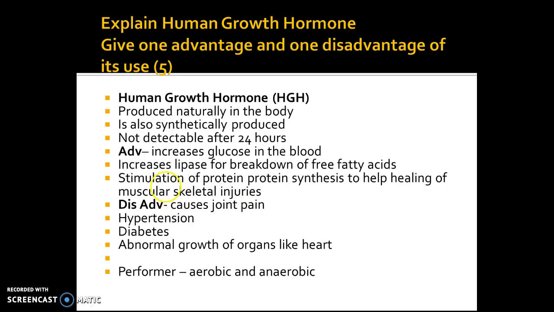So basically you wonder how some of the athletes come back so quick. I'm sure this is one of the reasons. Big problems: diabetes, hypertension, and you get abnormal growth of organs like the heart, but you can also have the abnormal or accelerated growth of tumours. So if you have a cancerous tumour, taking human growth hormone will accelerate that growth due to the fact everything in your body is growing. Okay, it can be used for both aerobic and anaerobic performers.